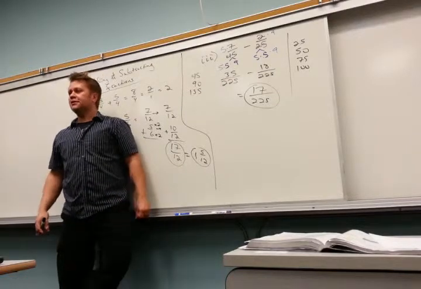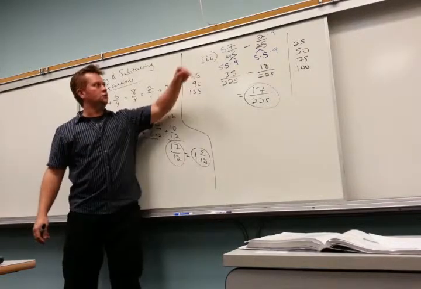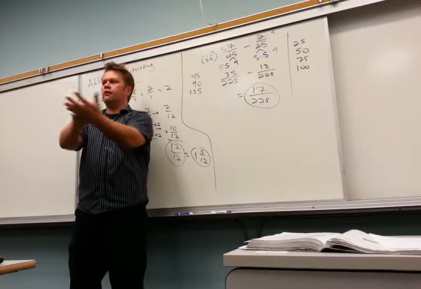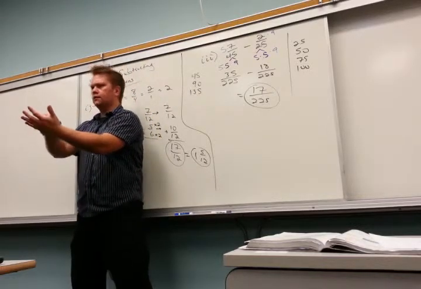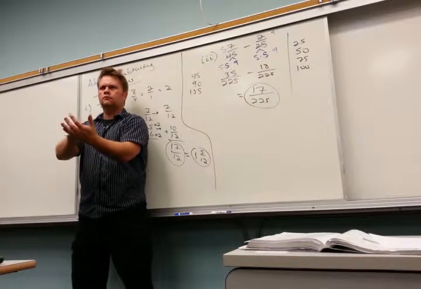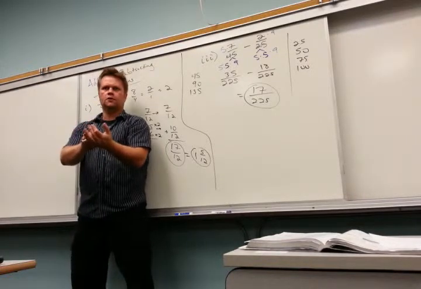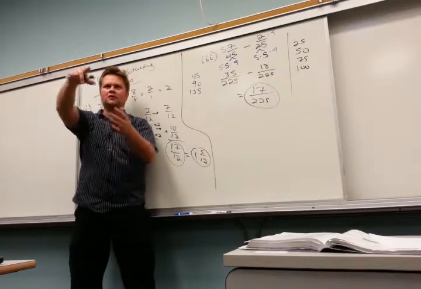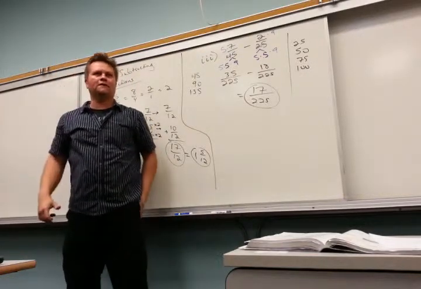How can you check yourself? You can actually do 7 divided by 45 minus 2 divided by 25 in your calculator. Somebody help me out. Somebody got the calculator out?